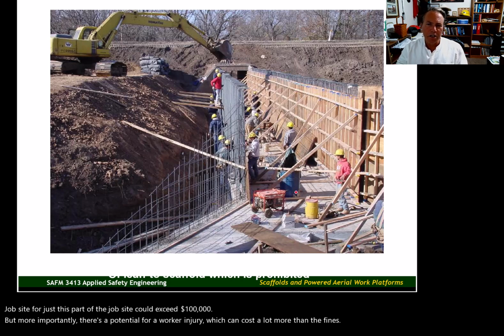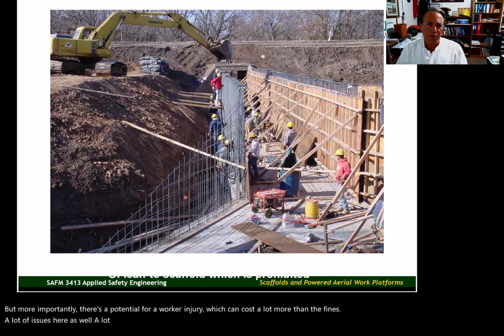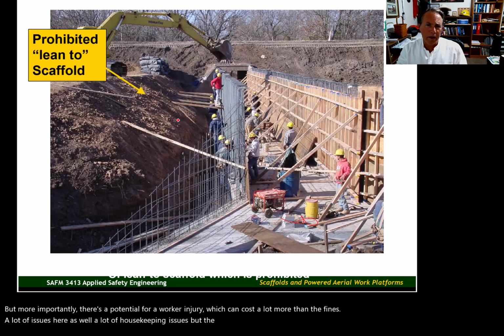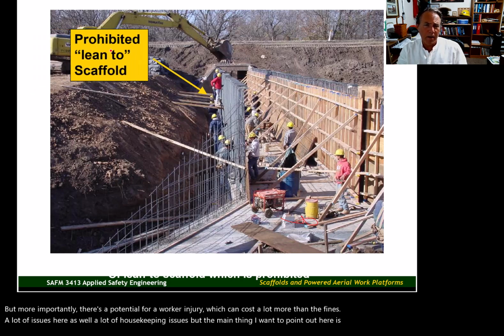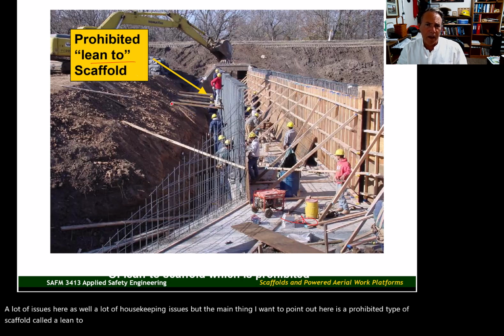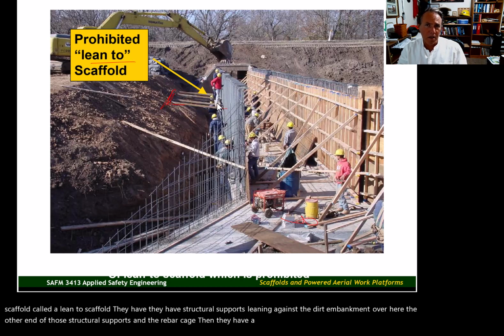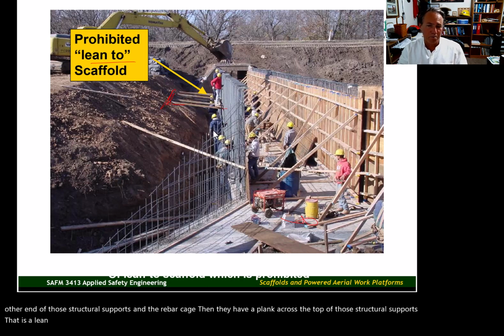A lot of issues here as well, a lot of housekeeping issues. But the main thing I want to point out here is a prohibited type of scaffold called a lean-to scaffold. They have structural supports leaning against the dirt embankment over here. The other end of those structural supports is in the rebar cage. Then they have a plank across the top of those structural supports. That is a lean-to scaffold, and it is specifically prohibited by OSHA.